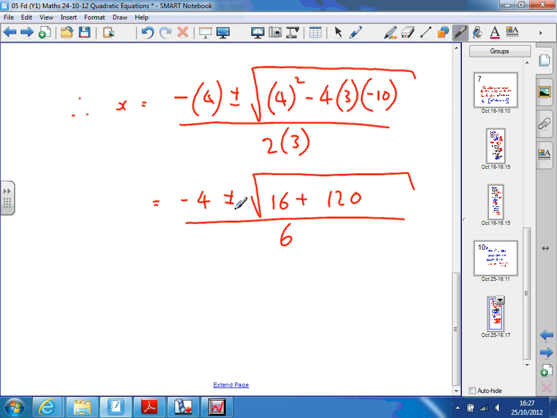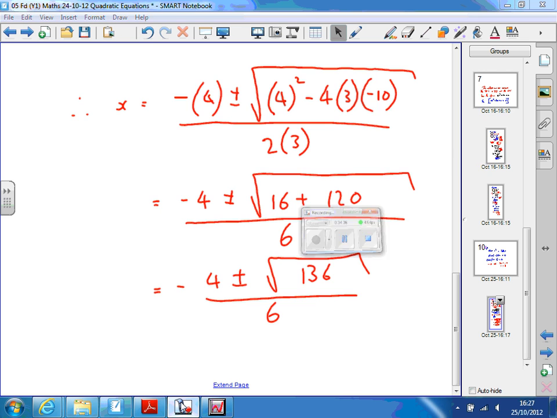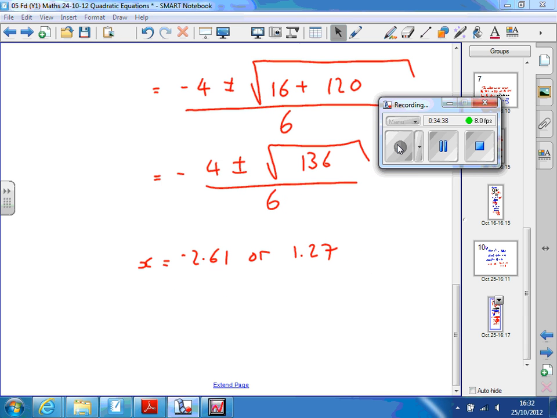So minus 4 plus or minus the square root of 136 over 6. Put plus in your calculator, and then when you've got that answer and made a note of it, go back, scroll back on the calculator and change the plus to a minus. X equals minus 2.61 or 1.27.